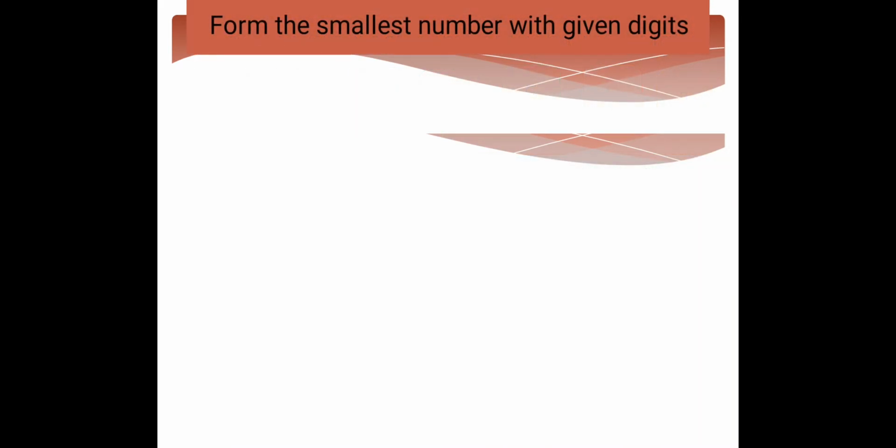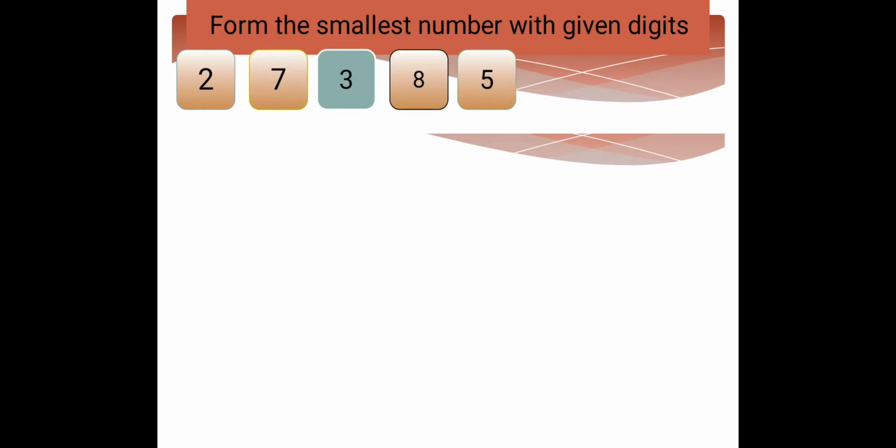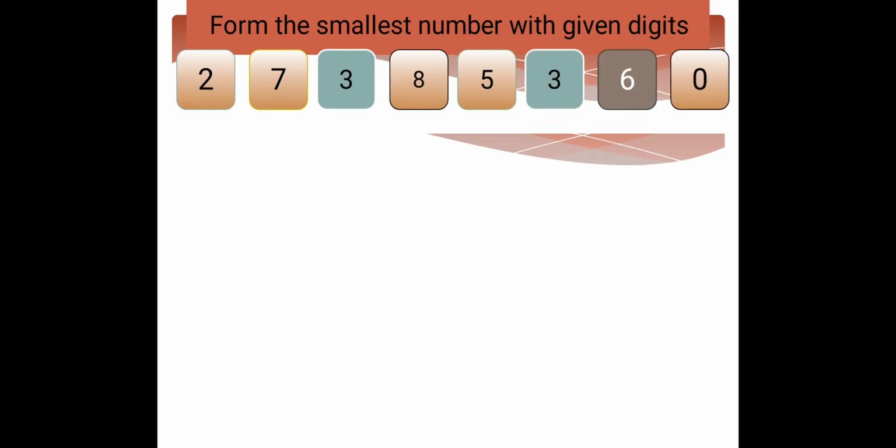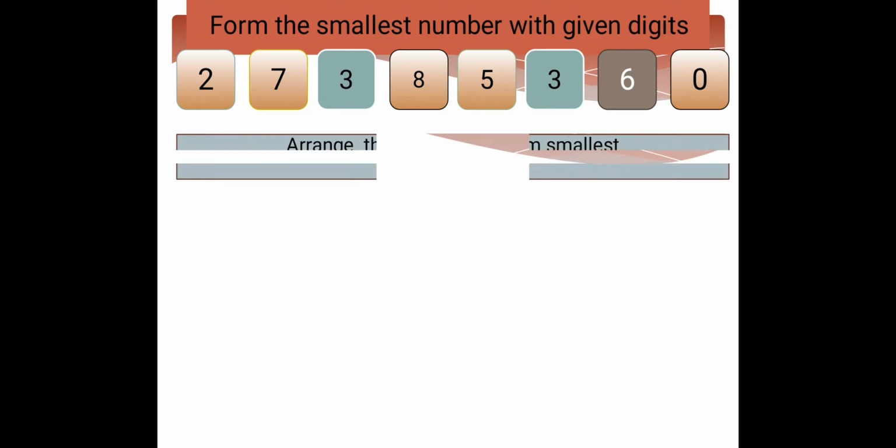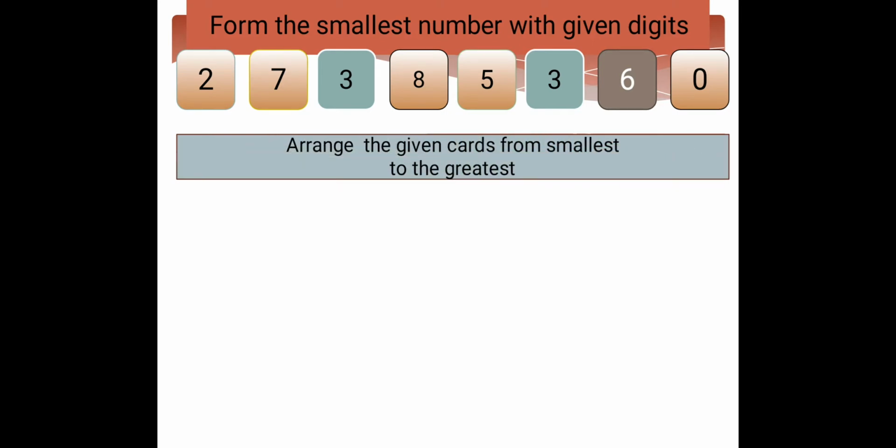Form the smallest number with the given digits: 2, 7, 3, 8, 5, 3, 6, 0. So there are 8 digits and we have to form the smallest number using them.